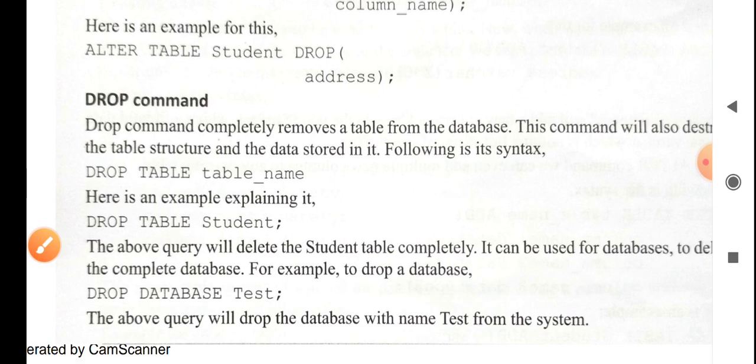Now there are two more commands: DROP TABLE and DROP DATABASE. With the help of DROP TABLE and the table name, you can drop the table completely with all its structure and all its data, and after executing the DROP TABLE command, when you try to enter data in that table, there will be an error message, meaning that particular object does not exist. And with the help of the DROP DATABASE command, the complete database and all its tables will be deleted.